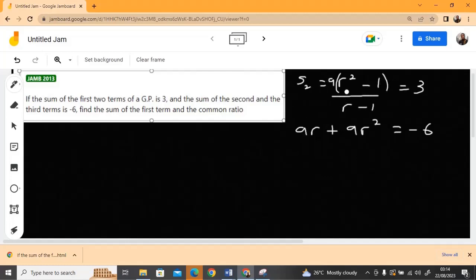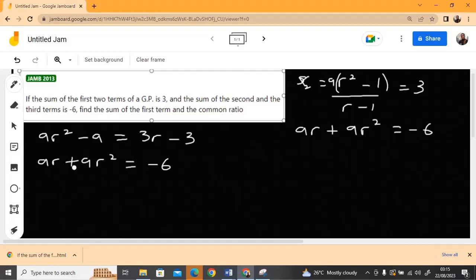Now let me simplify this. If I cross multiply for the first equation, I have AR squared, because A times R squared is AR squared. A times minus 1 is minus A, equals 3 times R, which is 3R. Now 3 times minus 1 is minus 3. And the second equation, you have AR plus AR squared equals minus 6.